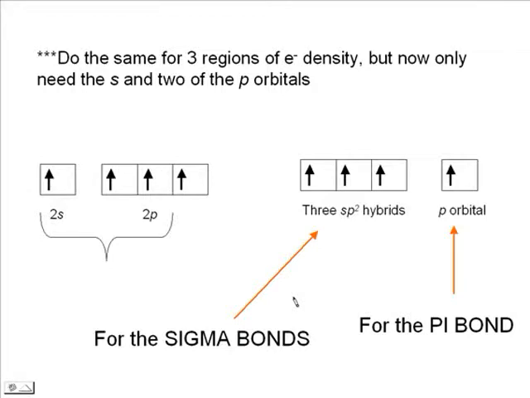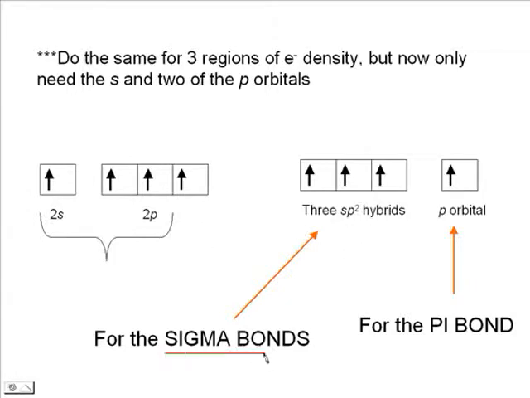If you had, say, a carbon atom that only required 3 regions of density, again, this slide should look fairly familiar. It's an example from the previous hybridization PowerPoint. If the carbon only needed 3 regions, then I would grab onto the s and only 2 of the p orbitals to give me 3 sp2 hybrids.